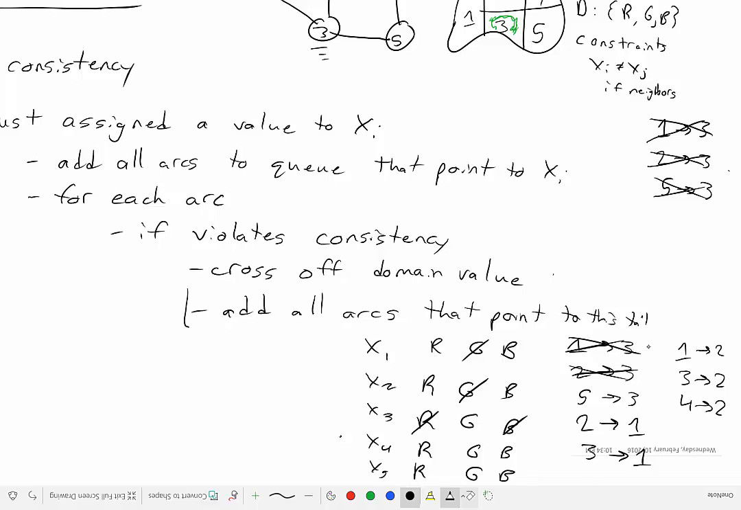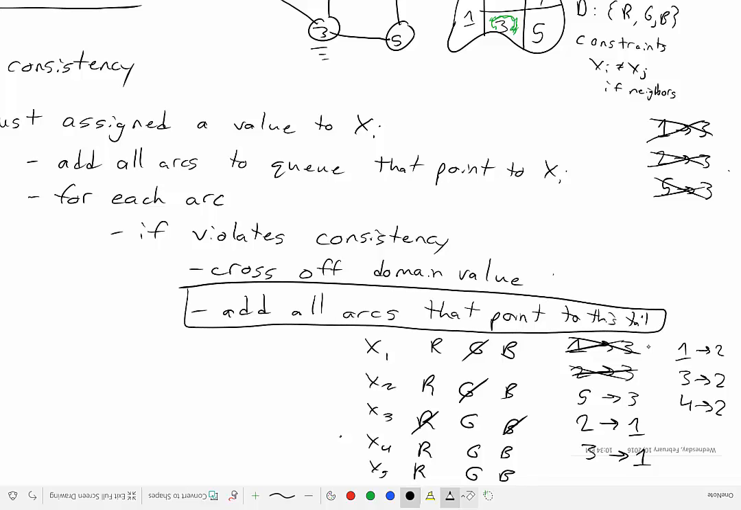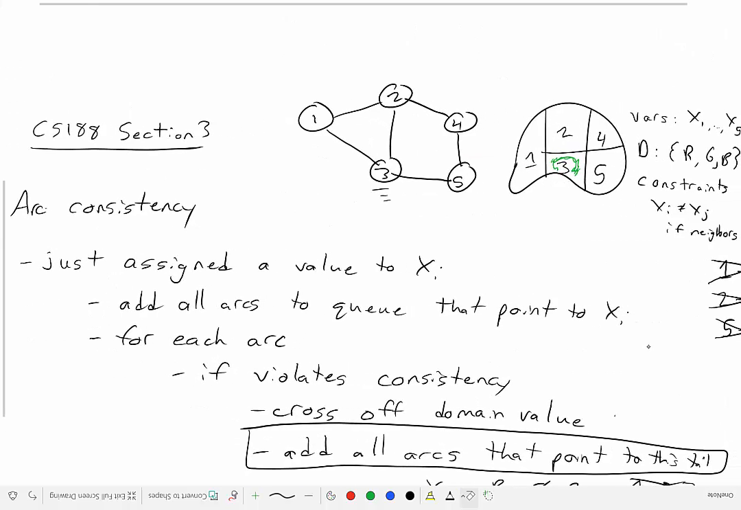So the key thing is that this is the difference between arc consistency and forward checking. As you can see, arc consistency will take more time since you keep on adding arcs, but it also prunes the domains much more. So we're going to cross off more values. Okay, so that's it for filtering.